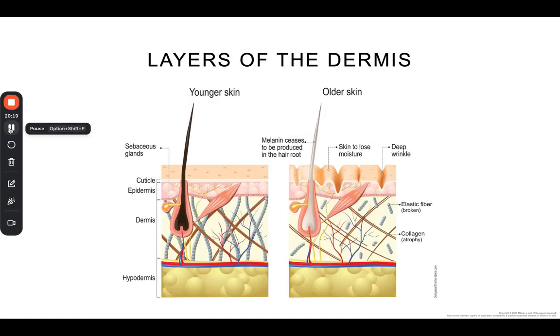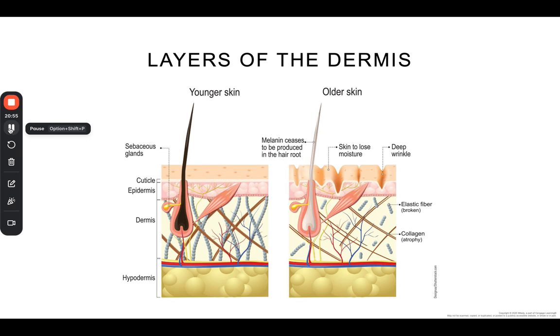As you can see here, when we take a look at younger skin and older skin side by side, if you're looking at the dermis area, you can see that younger skin has stronger collagen connections, stronger elastin connections, and over to the right on the older skin, those connections are broken or weakened. So that is a clear example of the aging process and how collagen and elastin reduce over time.